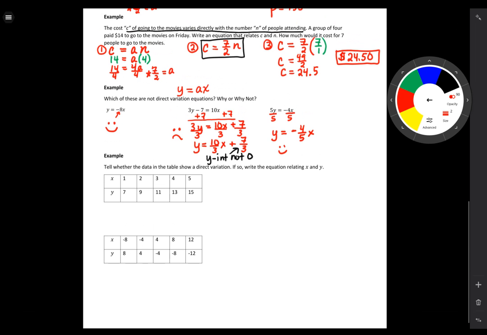Tell whether the data in the table show a direct variation. If so, write the equation relating x and y. And so what we want to do is we want to make a spot for 0 as well in our table. Let's look at our pattern, if there is one. So each of these numbers is going up by 2. So I'm putting plus 2 because it's increasing, and each of these is increasing by plus 1.